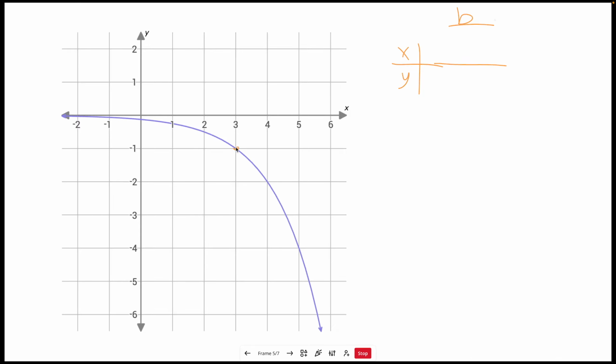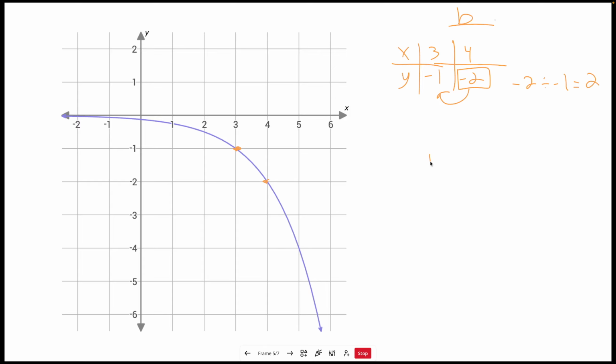So we need 2 points that are close to each other. Let's do 3, -1, and then let's do 4, -2. Our x's are going up, and they are separated by only one number, so we can use them. So now we do the right y divided by the left y, which is -2 divided by -1, which is 2.